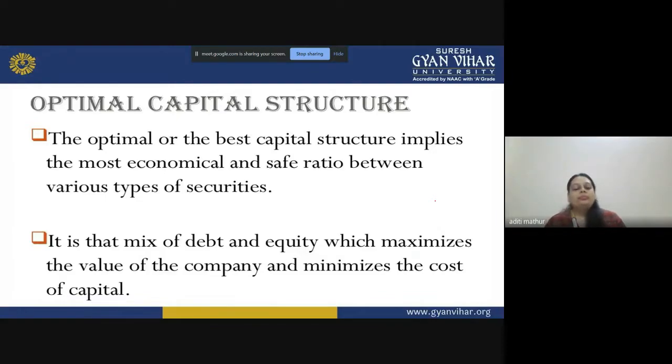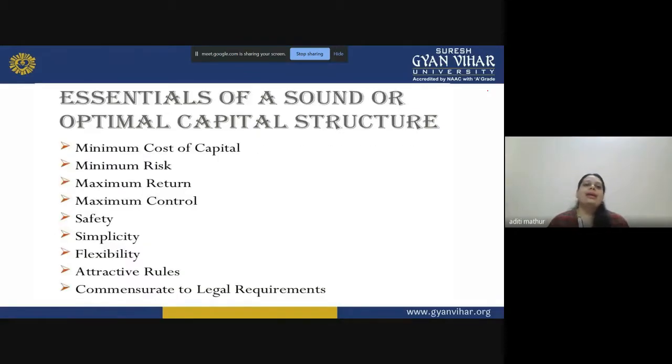That is the capital structure, right? That mixture of debt and equity which maximizes the value of the firm or the company and minimizes the cost of capital is the one which is known as your optimal capital structure.